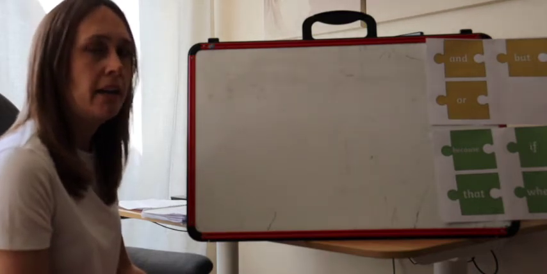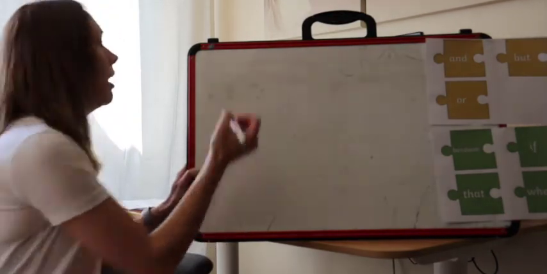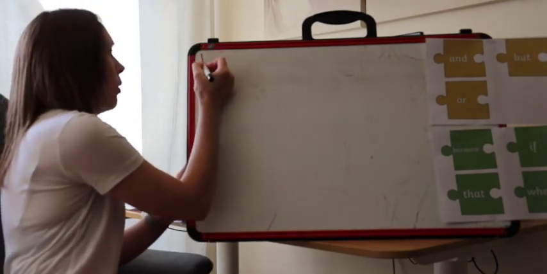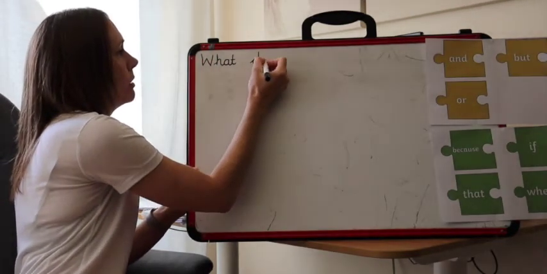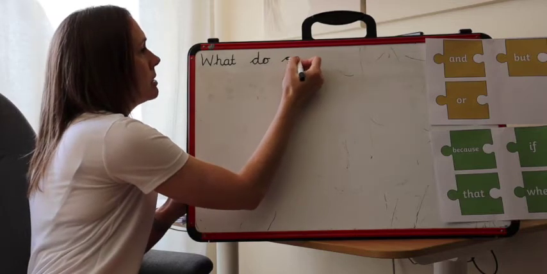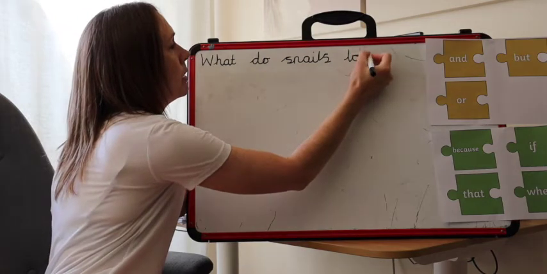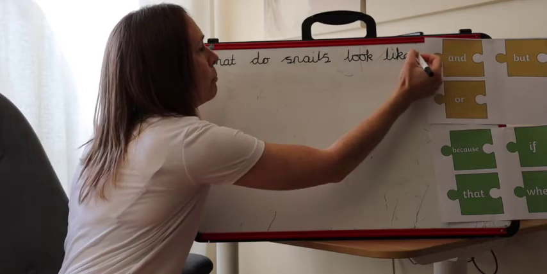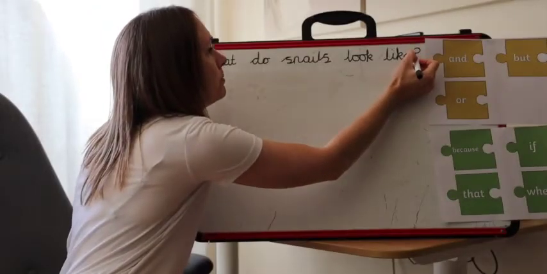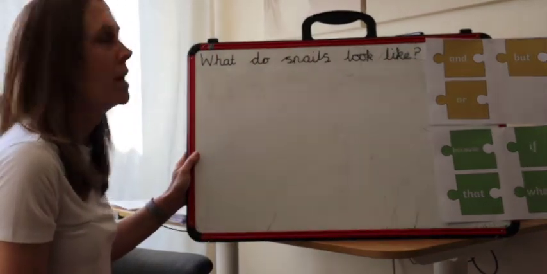Have you had an idea? I have too. I'm going to put my subheading as a question. I'm going to put, what do snails look like? And then because it's a question, I need to finish it with a question mark. I think that heading sounds better than just the word appearance.